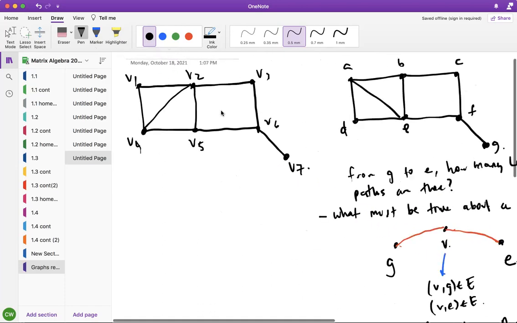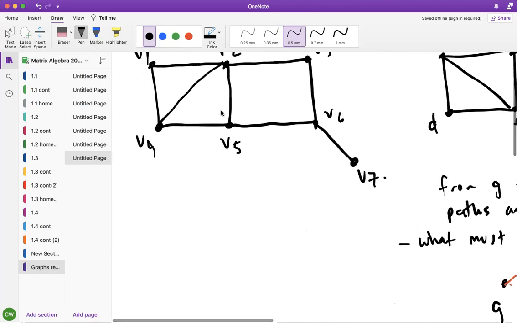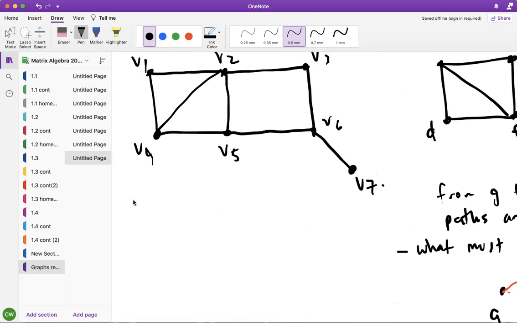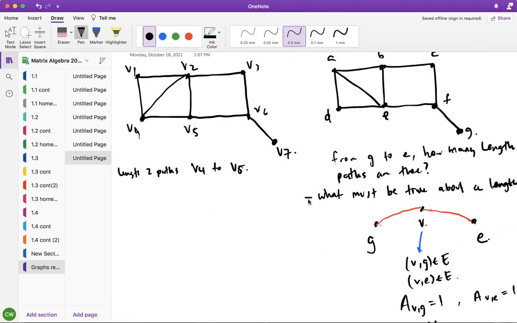So let's think about, let's just use this graph now. The number of length two paths. Let's do one that's a bit interesting, from V4 to V5. And let's look at the adjacency matrix.